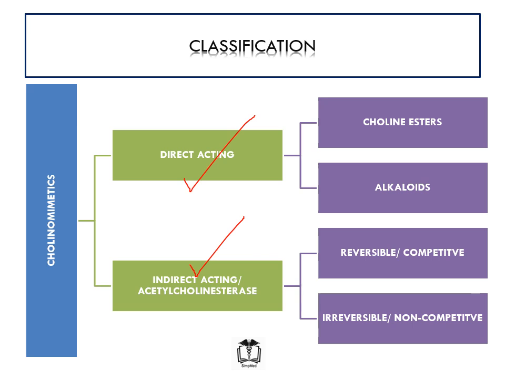To further break down this classification, direct acting drugs are further classified into choline esters or alkaloids, and this is based on their chemistry. And then the indirect acting drugs, the acetylcholinesterase inhibitors, are broken down further into reversible drugs and irreversible drugs.